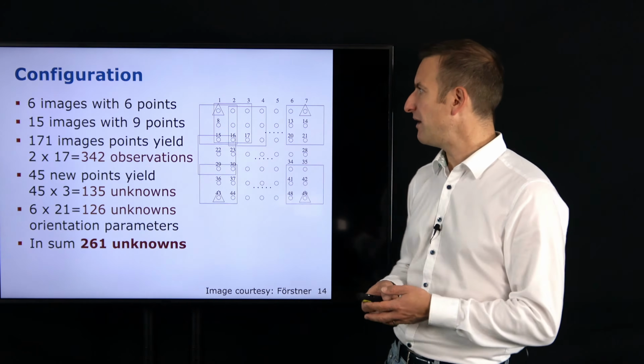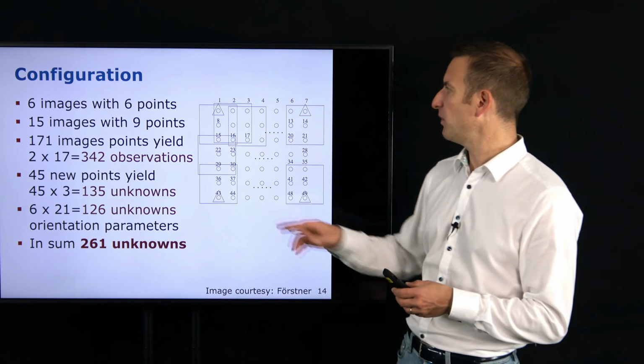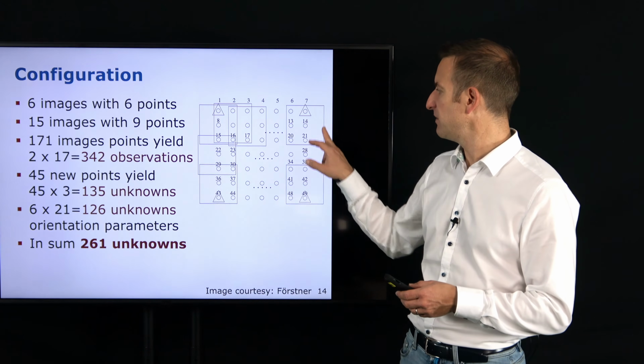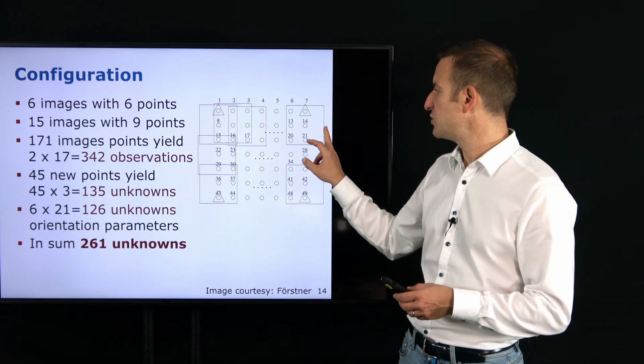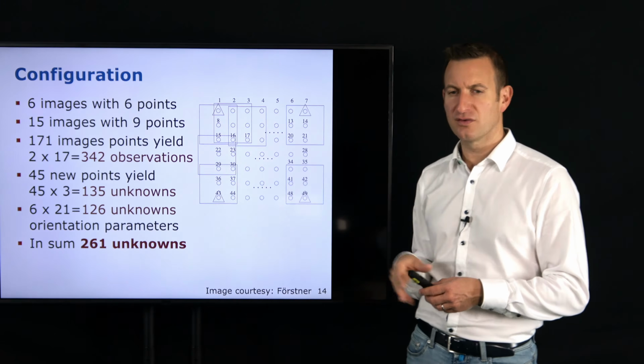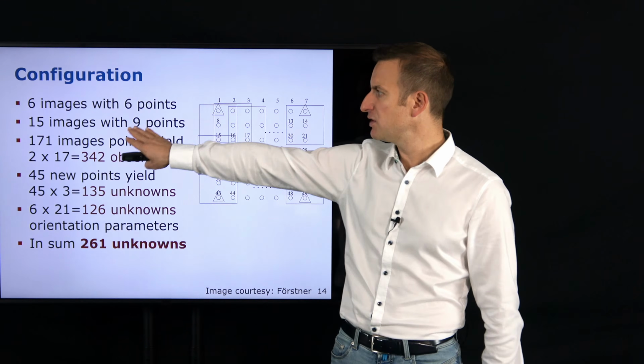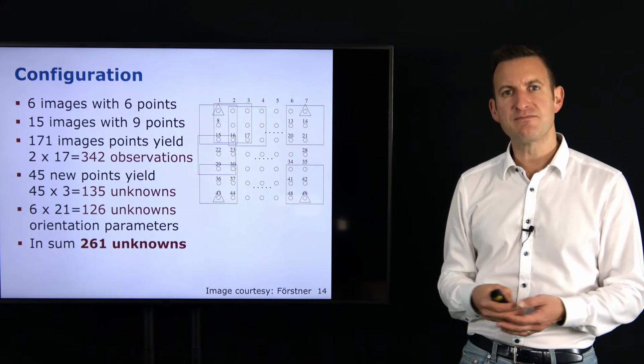So what do we have? We have 6 images with 6 points. This is the last image, the one down here, basically all images on the side. So image 1, image 7, image 8, and so on and so forth. They have 6 points per image, and all the other images have 9 points per image.